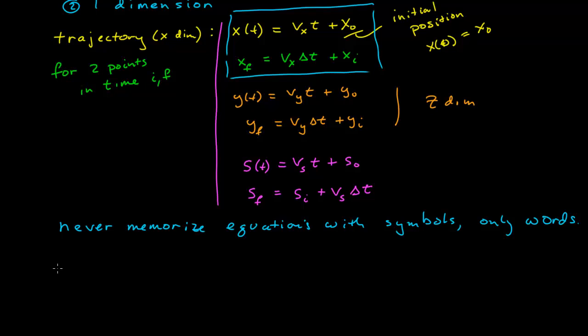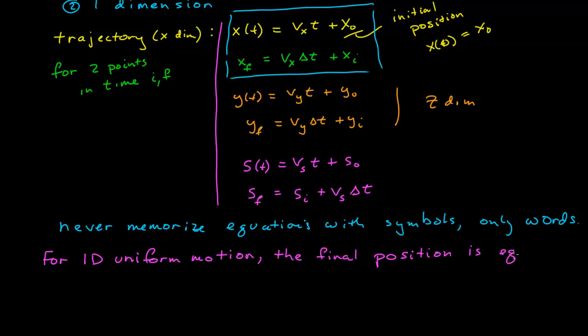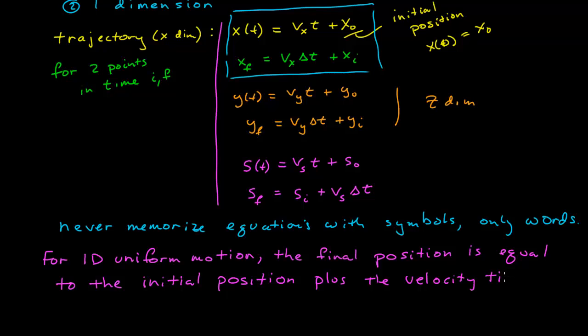How I would memorize that equation, how I would describe that in words is, for 1D uniform motion, the final position is equal to the initial position plus the velocity times the time interval. And this now applies everywhere.